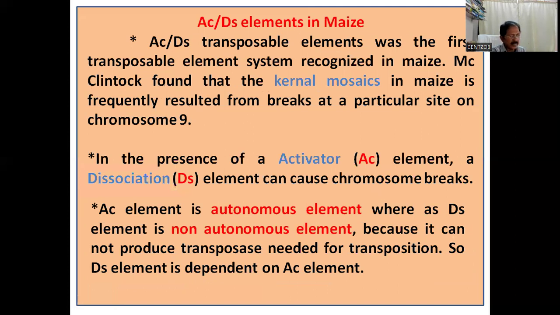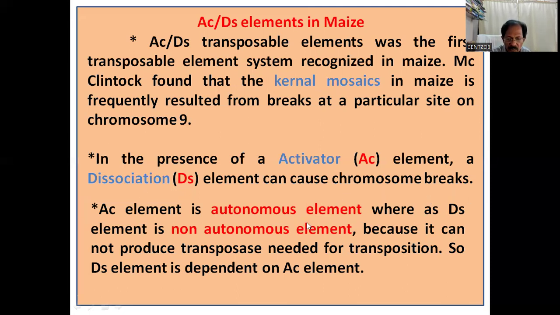Then what is the Ac/Ds element? You know, it was discovered in maize. Ac/Ds transposable elements were the first transposable element system recognized in maize. McClintock found that kernel mosaics in maize frequently resulted from breaks at a particular site on chromosome 9. In the presence of the activator Ac element, a dissociation element can cause chromosome breaks.